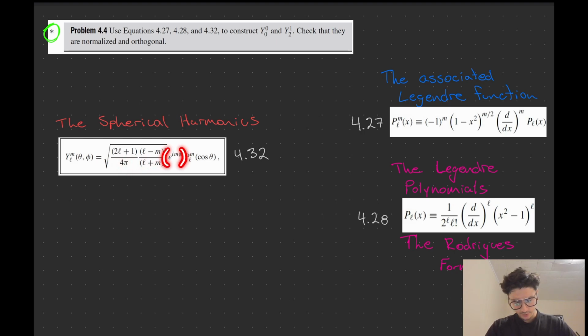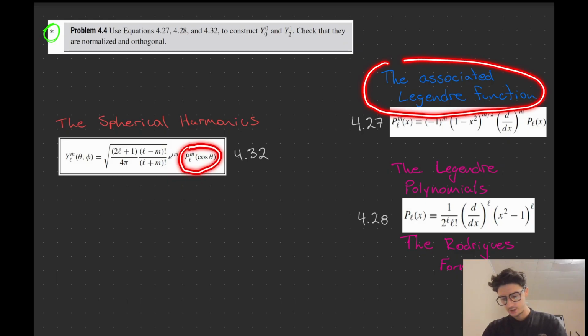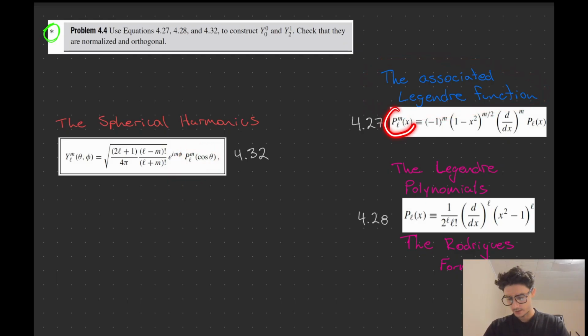Here is our first function. This is a complex exponential e to the i m phi. This comes from the phi differential equation. And here we have another function. This is a function within a function. And what's crazy is this function is right over here. It is the associated Legendre function. You can see it right here. And what's even crazier is inside this function is yet another function which we have over here, which is given by the Rodrigues formula. And this is the Legendre polynomials. So this is a crazy thing.